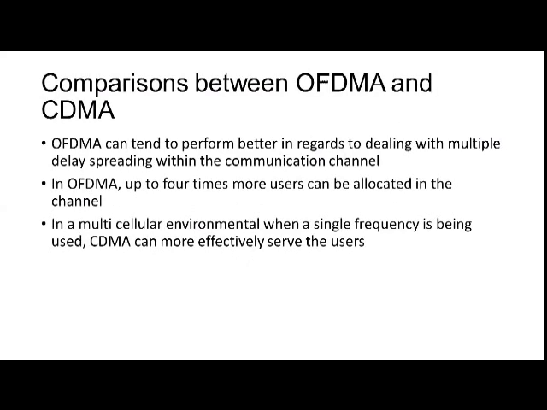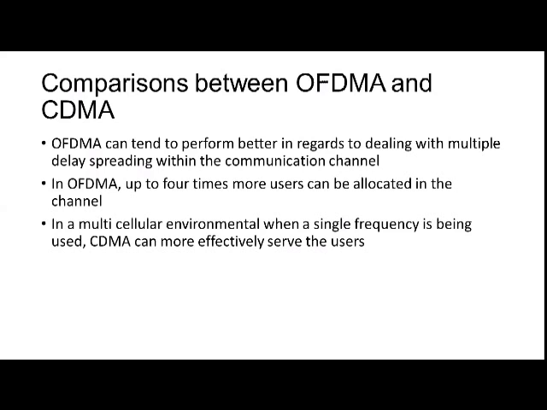And ultimately, I wanted to do this just to compare the two, orthogonal frequency division multiple access and code division multiple access. Just pros and cons between them both. OFDMA tends to perform better with multiple delay spreading within the communication channel, because it can deal with inter-symbol interference better due to all the various things that I said, the orthogonality between the signals and the cyclic prefix, and also up to 4 times more users can be allocated to an OFDMA. However, with CDMA, when a single frequency is being used in a multicellular environment, CDMA can more effectively serve the users.